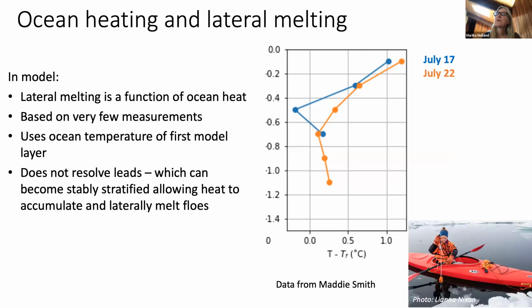And then finally, I just want to very briefly touch on the fact that we're also looking at ocean heating and lateral melting within the model. So currently in the model, lateral melting is a function of the ocean heat in the first model layer within the ocean model. The function that we use for this is based on very few measurements.